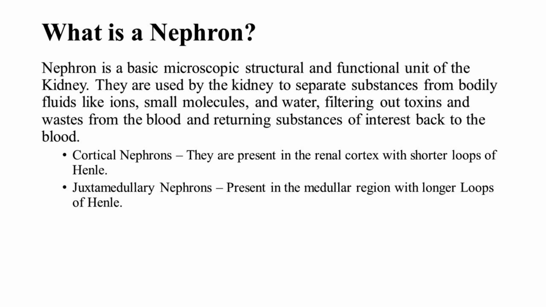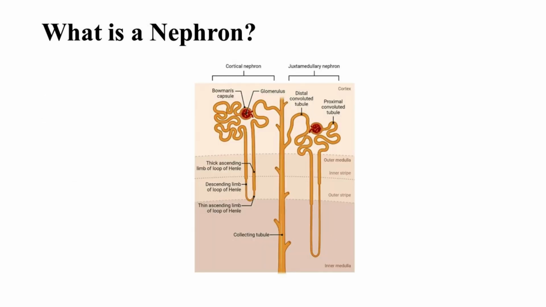Cortical nephrons are present in the renal cortex with shorter loops of Henle. Juxtamedullary nephrons are present in the medulla region with longer loops of Henle. Nephrons work on the principle of ultrafiltration for extracting and reabsorption of molecules.